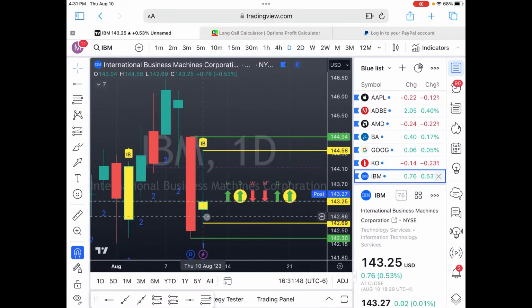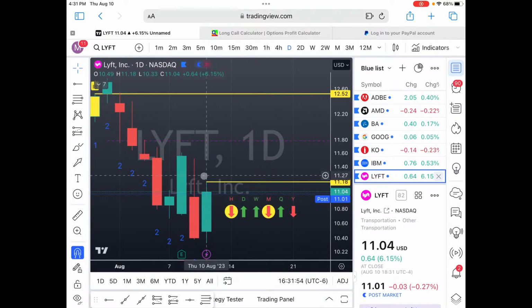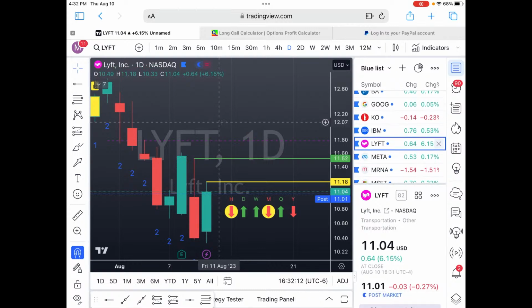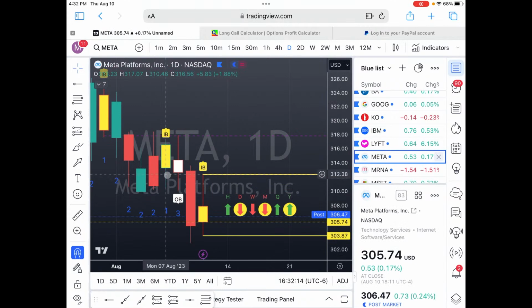IBM, inside bar, so we can look for the calls here at 144.58 or puts at 142.69. 2 down green. So this is the opposite of what we've been looking at. Lyft has a 2 down green, so we're going to look for calls on Lyft. Calls on Lyft at $11.18, and we're going to put a first target there at $11.52 on Lyft.